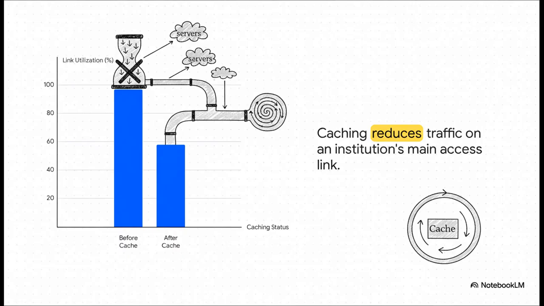And the effect of this is absolutely dramatic. This chart shows the traffic on a company's main internet connection. Before they used a cache, it was running at 97% capacity. I mean, it was totally maxed out, a huge bottleneck. After installing a cache, that usage dropped all the way to a much healthier 58%, because the cache was handling a huge chunk of the requests all by itself.